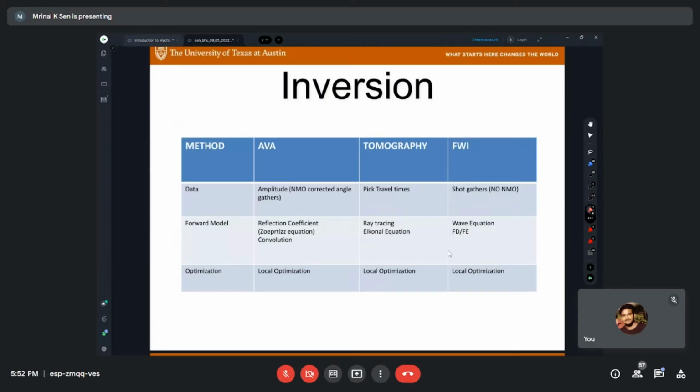This is a table that outlines different methods, different kinds of data, and how they are used in different inversions. For AVA, or amplitude variation with angle, we use amplitude only. For tomography, we pick travel times. For FWI, we use the shot gathers. And they use different kinds of forward modeling operators, which I'll talk about in a second.